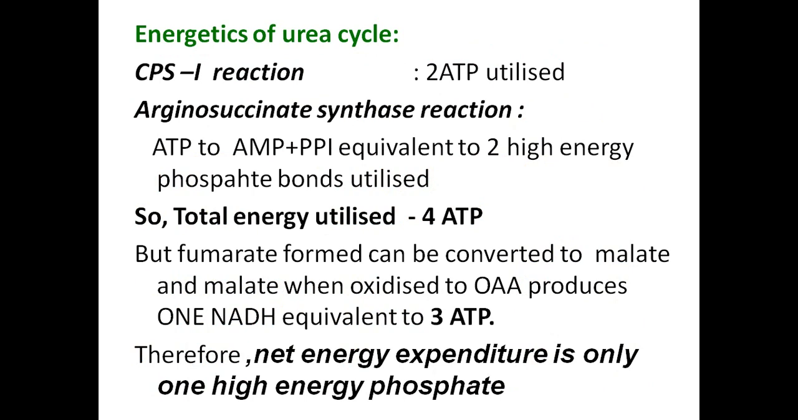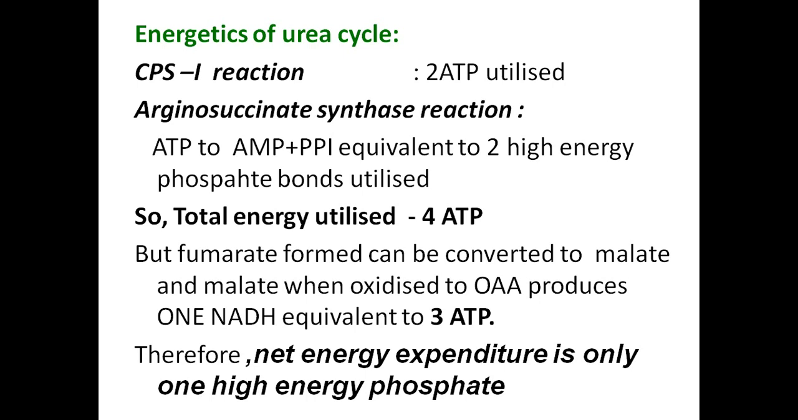And coming to the energetics of the urea cycle, CPS1, the enzyme of the first reaction of the urea cycle, requires 2 ATPs. Again in the third step, that is the arginosuccinate synthase reaction, another 2 ATPs are utilized. So a total of 4 ATPs are utilized for the formation of urea in the urea cycle, or Krebs-Henseleit cycle.